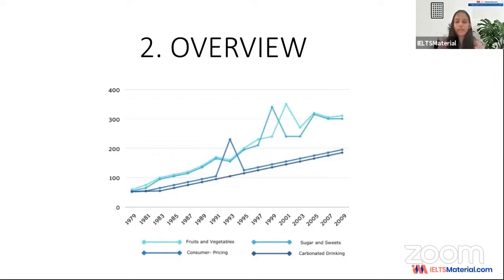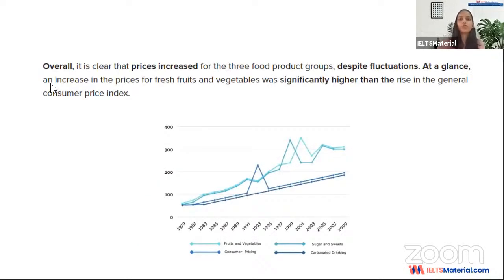So, let's try to understand it better now. You can always begin your overview with the word overall. So what have we written? We have mentioned how the prices have increased for the food products, right? And of course, you can see some fluctuations. And at a glance, you can see the comparison, right? The fruits and vegetables are significantly higher than consumer price.